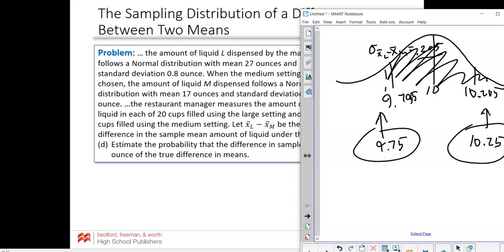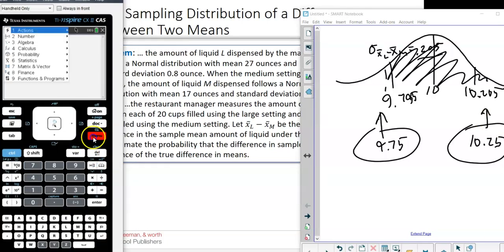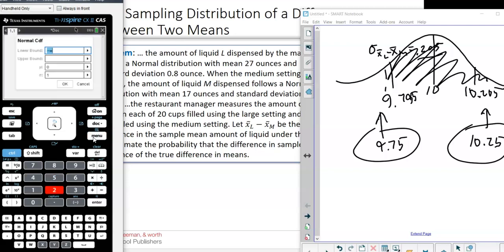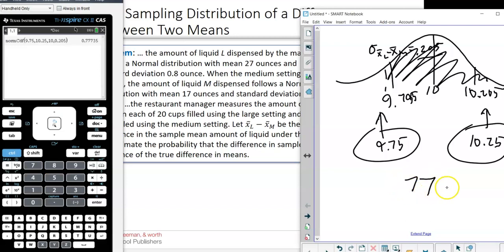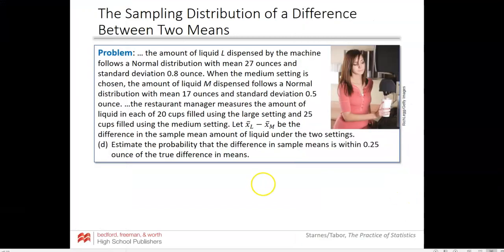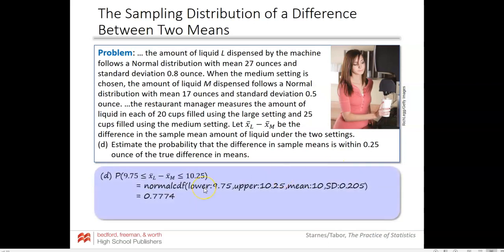And so you just do your norm CDF, right? So get your calculator out, menu. Lower bound is 9.75. Upper bound 10.25. Mean is 10, standard deviation 0.205. And so there's a 0.77 probability of this happening, that the difference in the sample means is between there.